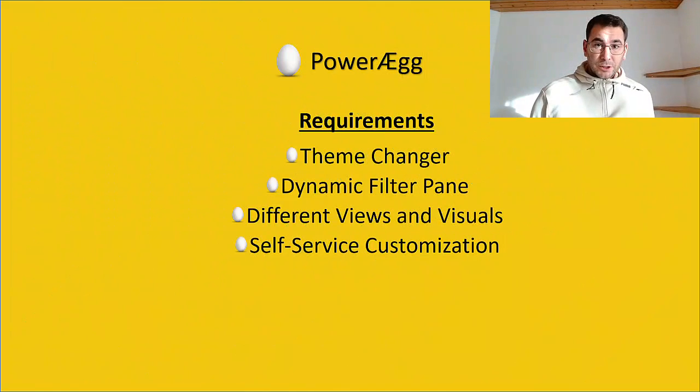Okay, so the first thing we're going to do is to check our requirements. These are the following. We need a theme changer, which allows the user to switch between a light theme and a dark theme. We need a dynamic filter pane, which allows the user to dynamically filter and adjust the fields that he or she wants in the visuals. We have many different views and we need different visuals for each of these views. And then we have the self-service customization, which is the end result of the report, where the user can customize the visuals depending on the user needs.